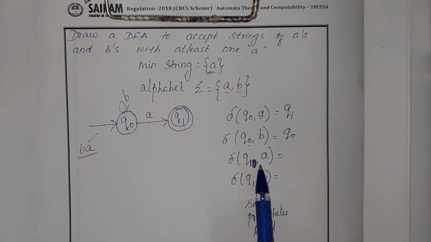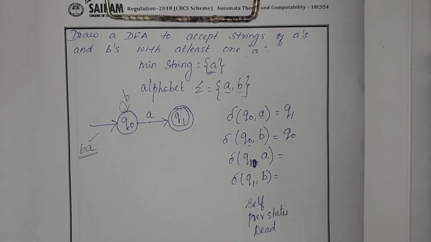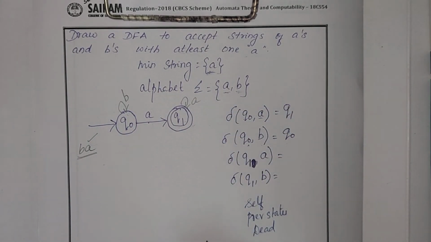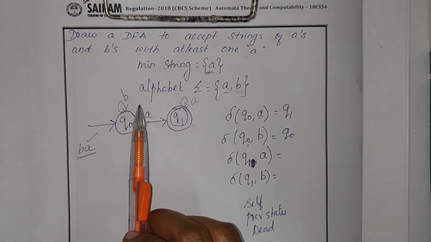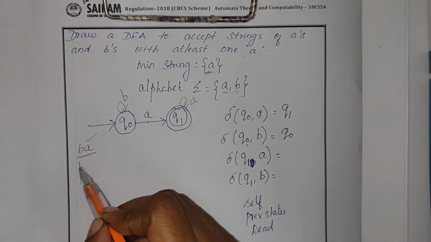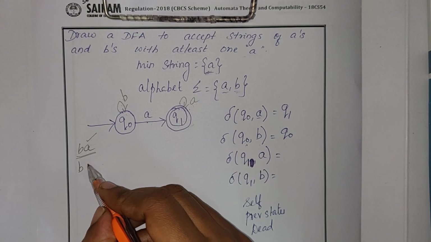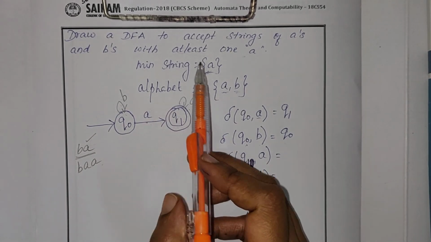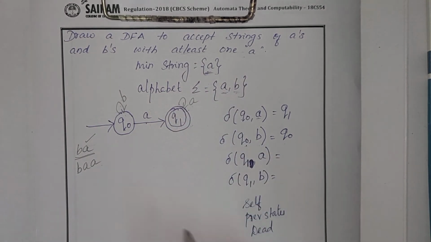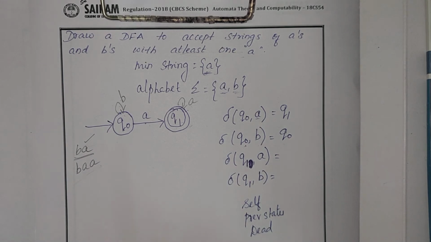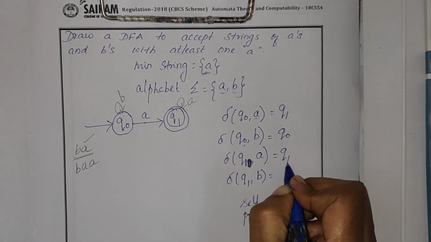Next I have to find Q1 comma A. I'll try with self, Q1 comma A. I have to check whether this marking is right or not. So I write a string from the start state to the final state: B, A, A, A, A. What is your condition? It should have at least one A. I have at least one A. At least one A means one or more A. So again this marking is right.